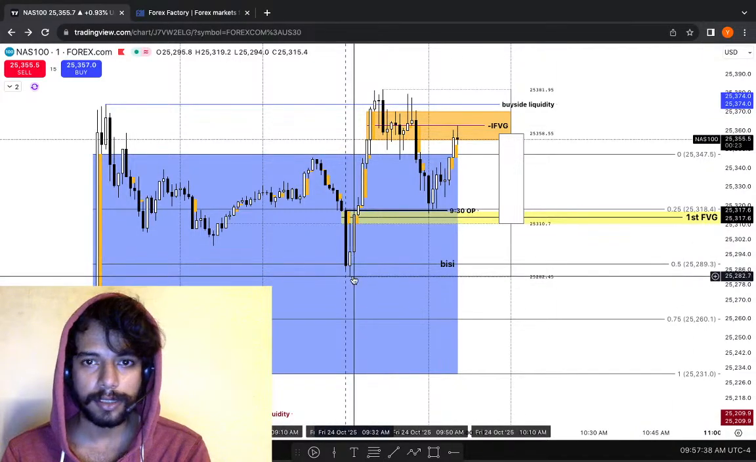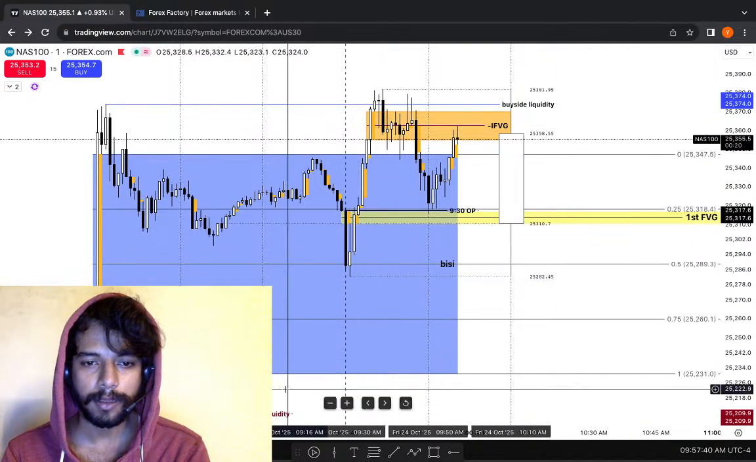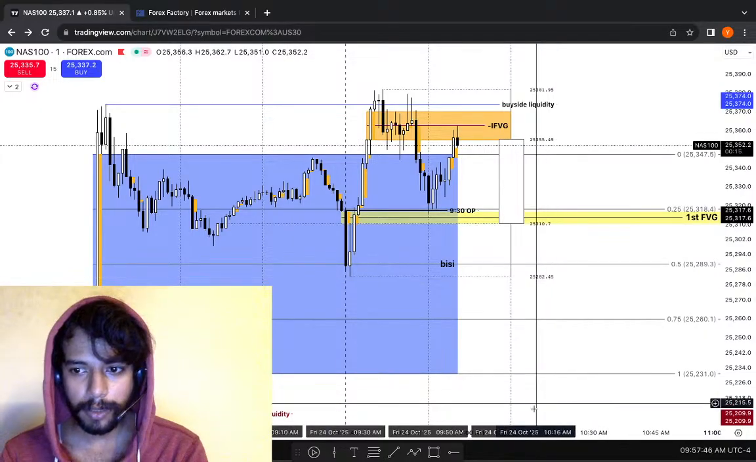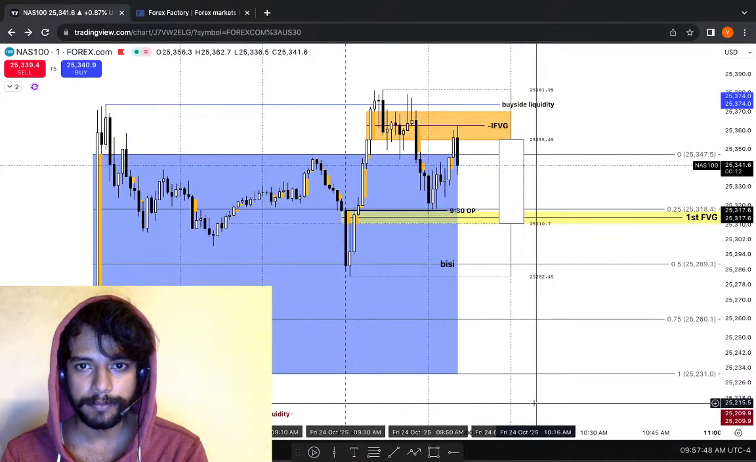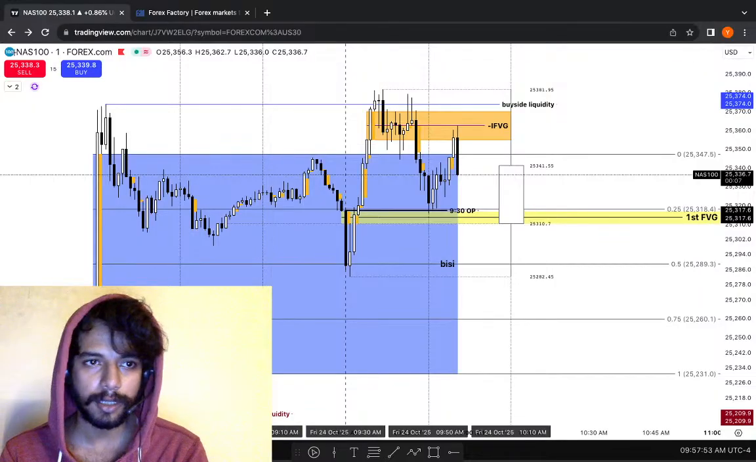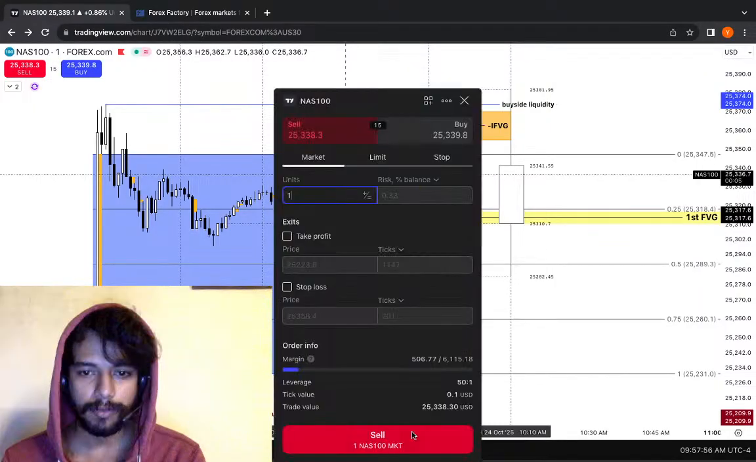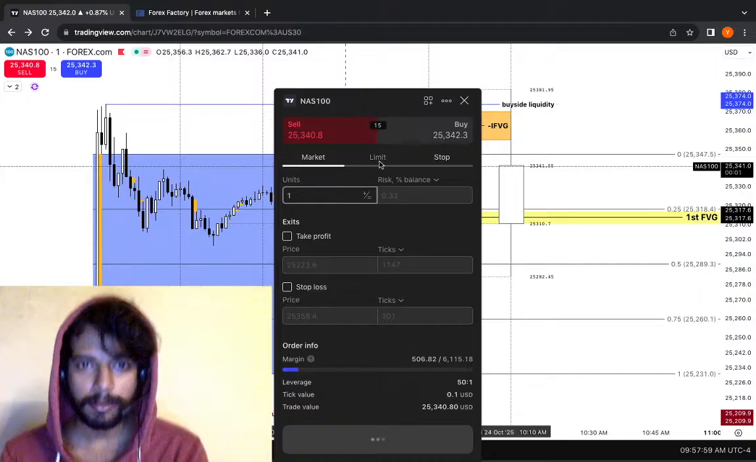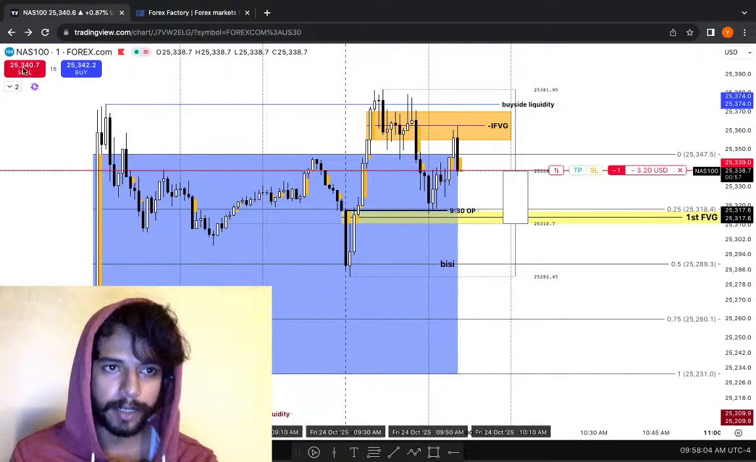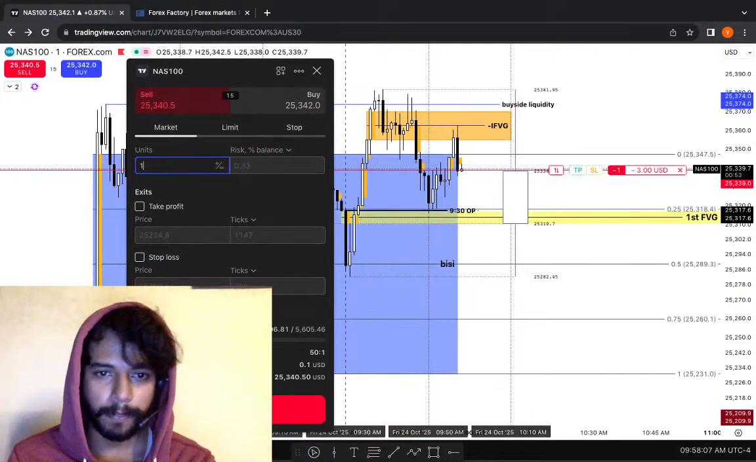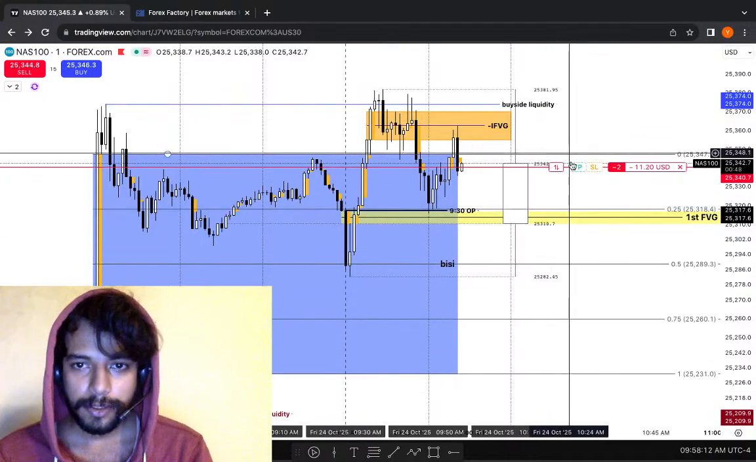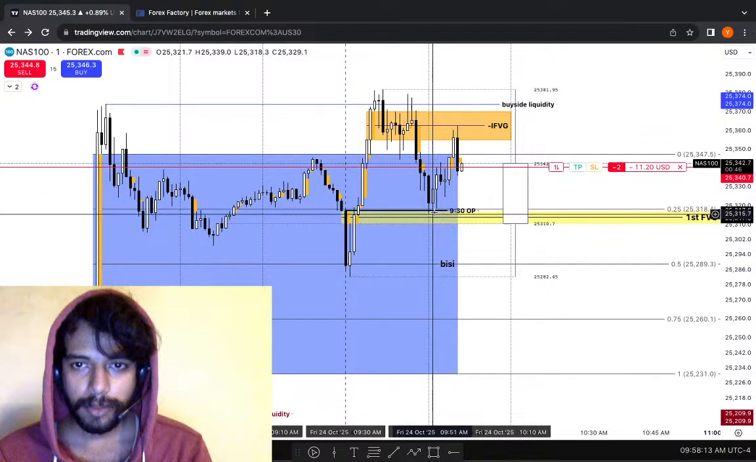Keep in mind this sell side liquidity and this sell side liquidity, which is 25,282 and 25,209. Okay, now this gap is acting as the inversion. Yes, now it is moving in a smooth way. But I would like to see that this gap, yes, this is what I was expecting it to do. Now it should really start to move lower.